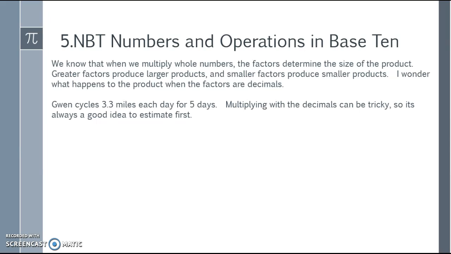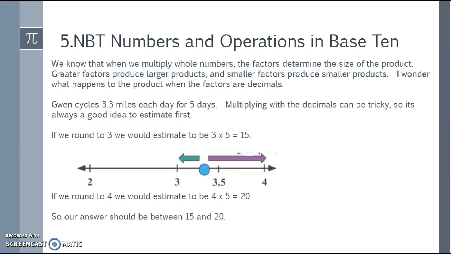Gwen cycles 3.3 miles each day for 5 days. Multiplying with the decimals can be tricky, so it's always a good idea to estimate first. If we were to round 3.3 down to 3, our estimate would be 3 miles times 5 days for 15. If we rounded up to 4, we would estimate 4 miles times 5 days for 20 miles. So our answer should be somewhere between 15 and 20.